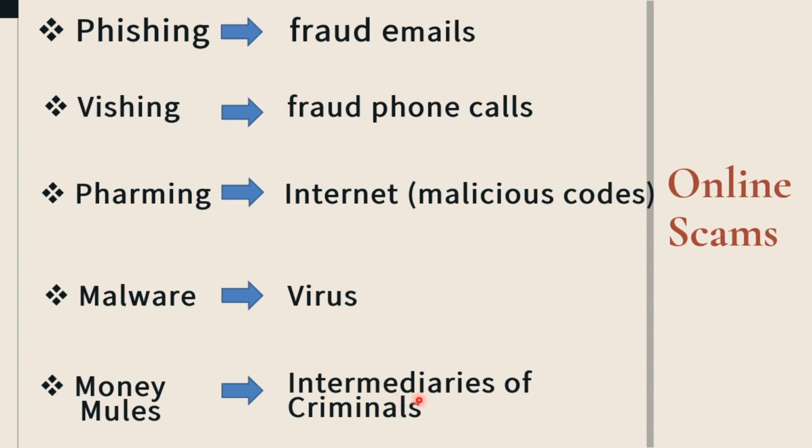They help these financial criminals transfer the data from one organization to another. Intentionally or unintentionally, they work for the criminals' organization. So in this online scam, money mules, the criminals get the data through intermediaries. The criminals steal the financial and personal information through these intermediaries.